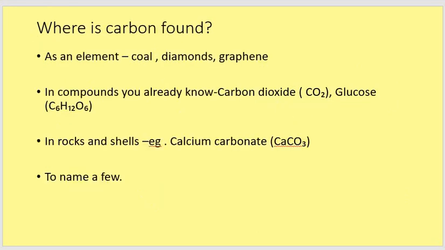So, where is carbon found? As an element, it can be found as coal, we'll know that one, diamonds, and graphite, which is actually the middle bit of a pencil. The bit you call a lead isn't actually lead, it's actually carbon. It can be found in compounds. We all know about carbon dioxide, CO2, and we all know about glucose, also known as sugar, C6H12O6. That's one of the more complicated compounds we tried to learn the formula for this year.